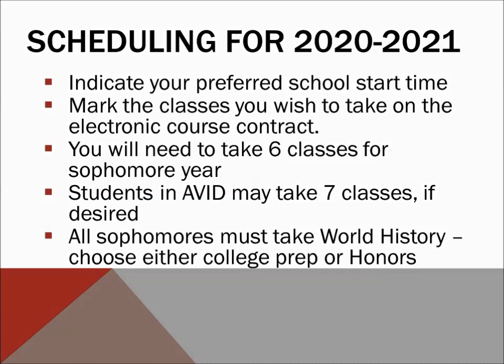So students who are currently completing Integrated Math 1A, you'll select Integrated Math 1B. If you're currently in Integrated Math 1, passing that with a C or better, you'll move into Integrated Math 2. Integrated Math 2 students will select Integrated Math 3, and so on.